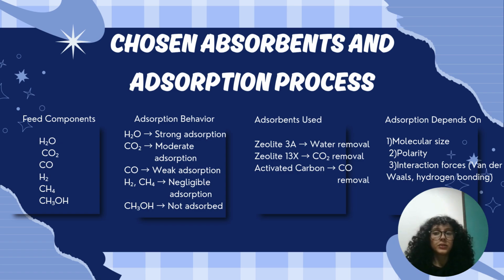To achieve selective separation, different adsorbents are used. Zeolite 3A is used for water removal, zeolite 13X for carbon dioxide, and activated carbon for carbon monoxide. Overall adsorption depends on molecular size, polarity, and interaction forces. This allows water to be removed efficiently while minimizing methanol loss, resulting in high purity methanol.